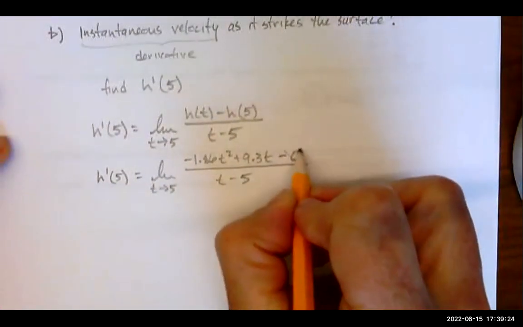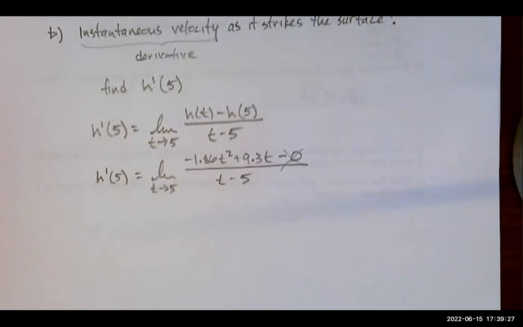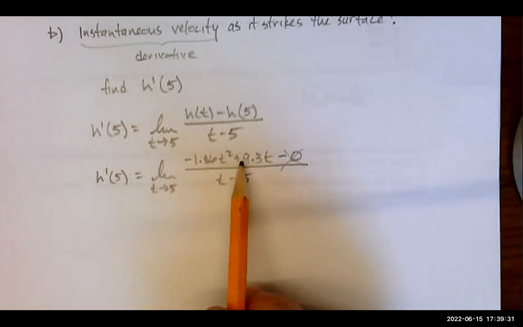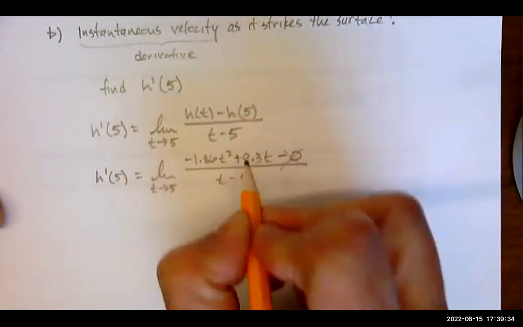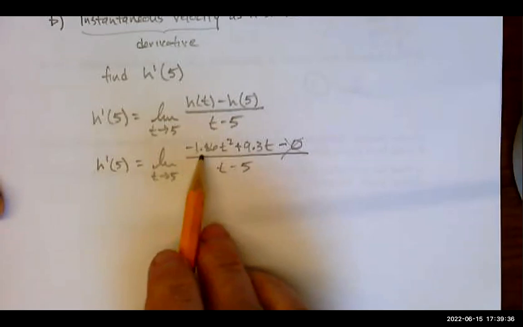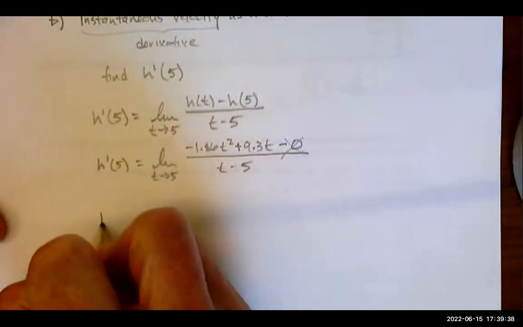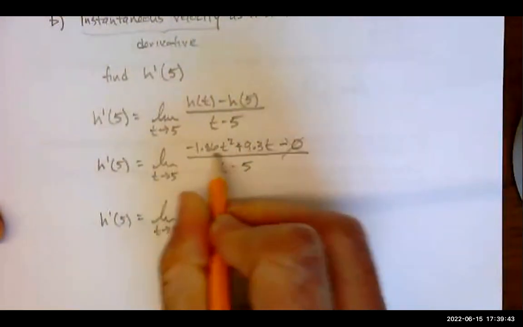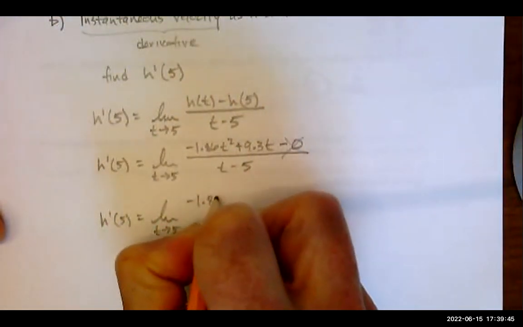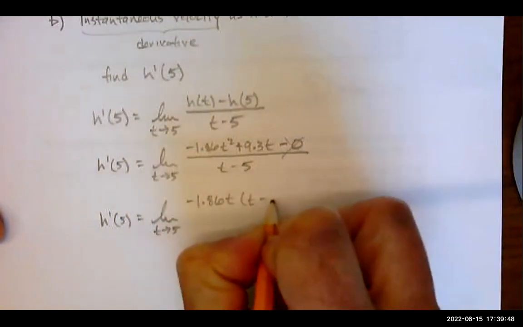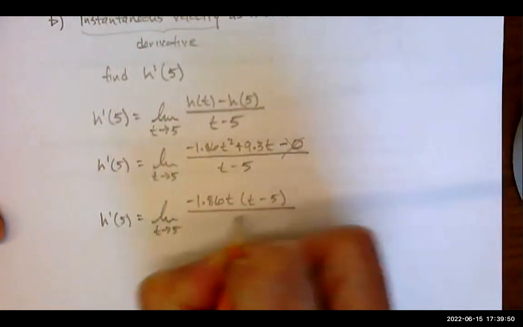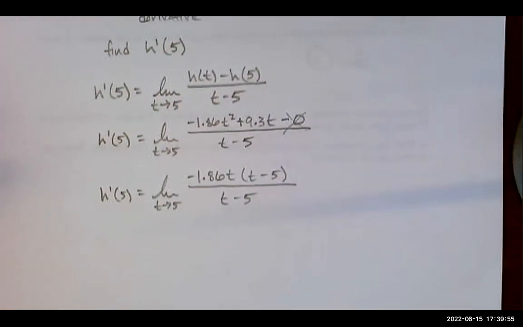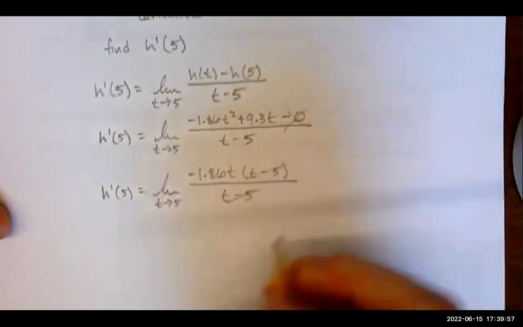Okay, so we can basically ignore that, since it's 0. Well, negative 1.86 t squared plus 9.3 t over t minus 5. We'd really like to plug 5 in, but that'd be 0 over 0. So that's not going to work. We're going to factor, and it's going to be the same factoring that we did a moment ago. And that will cancel out the t minus 5. Kind of cool. The t minus 5s cancel.